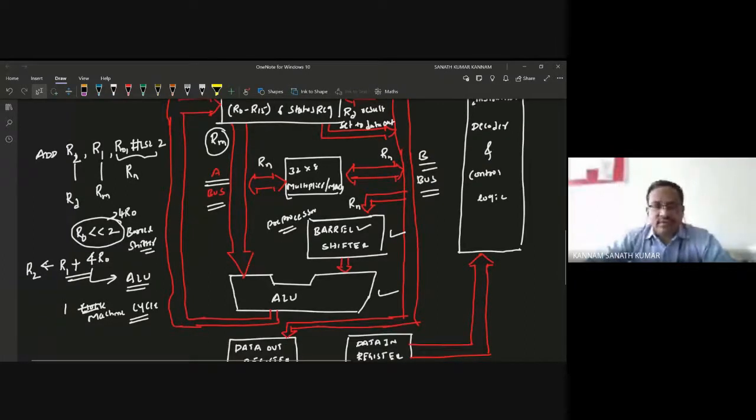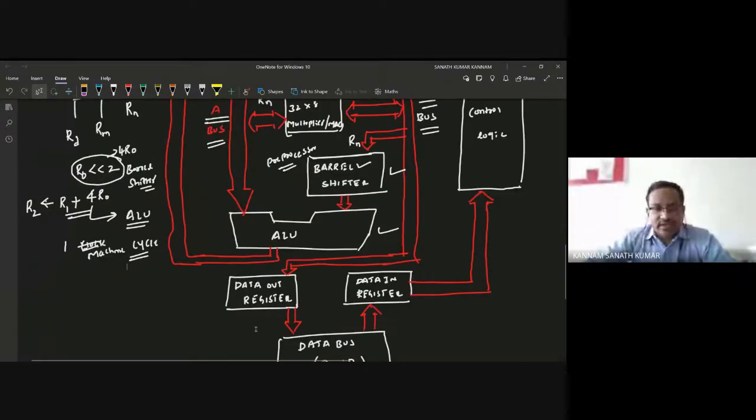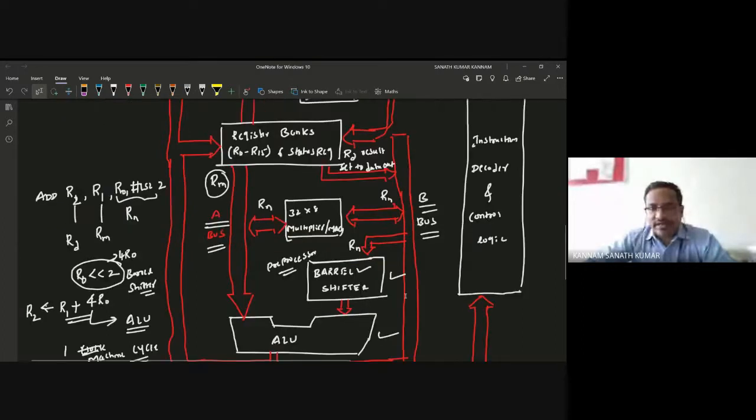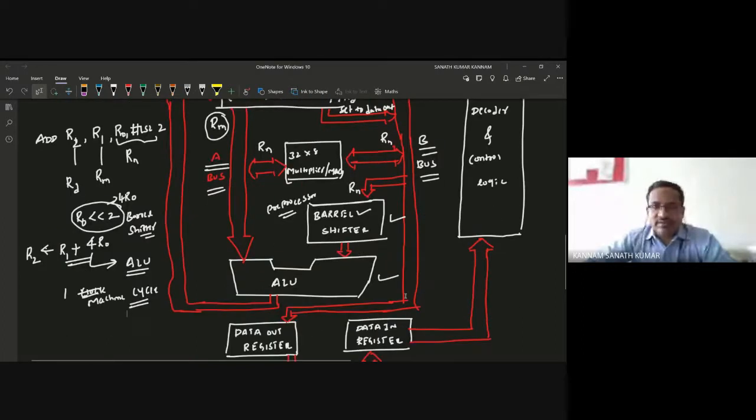So this is the barrel shifter, the data out register, and the data in register. Data out means whatever the processed data is, it goes out through the data out register, and data in comes through the data in register. First the data comes from the data bus.